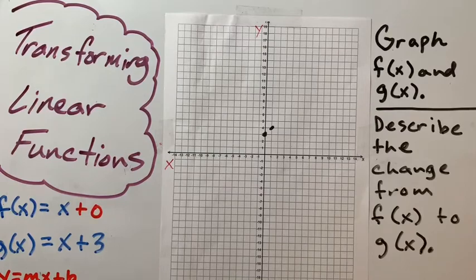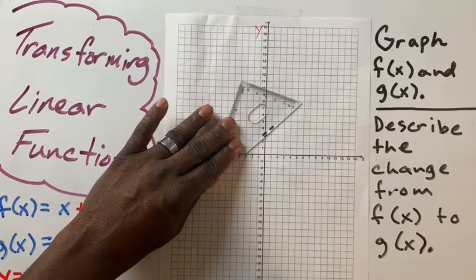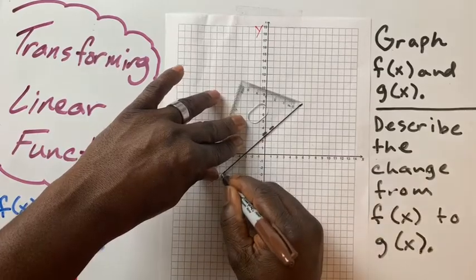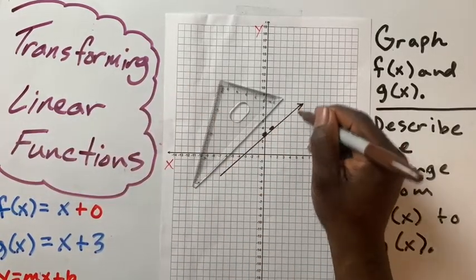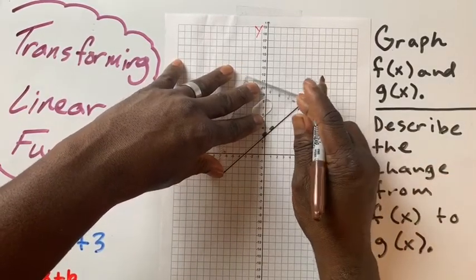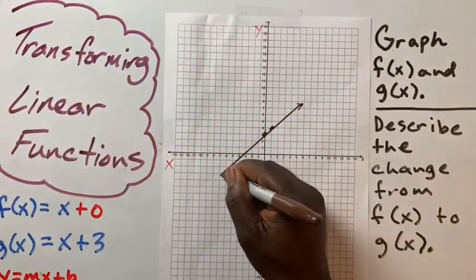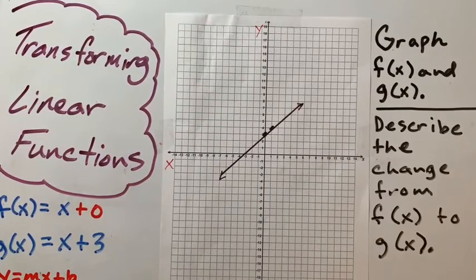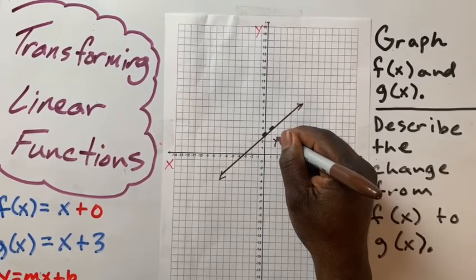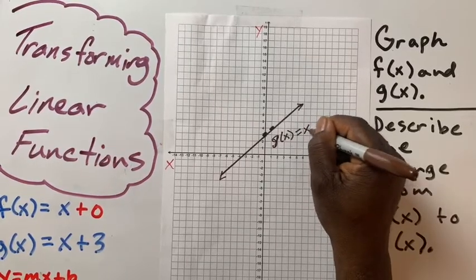So now that we have that, let's go ahead and get our line sketched here. There we go. Try to make it a little thicker so that you can see it. There we go. All right. Now, some teachers will ask you to write the equation of the line next to it. So I'm going to write g of x equals x plus 3.